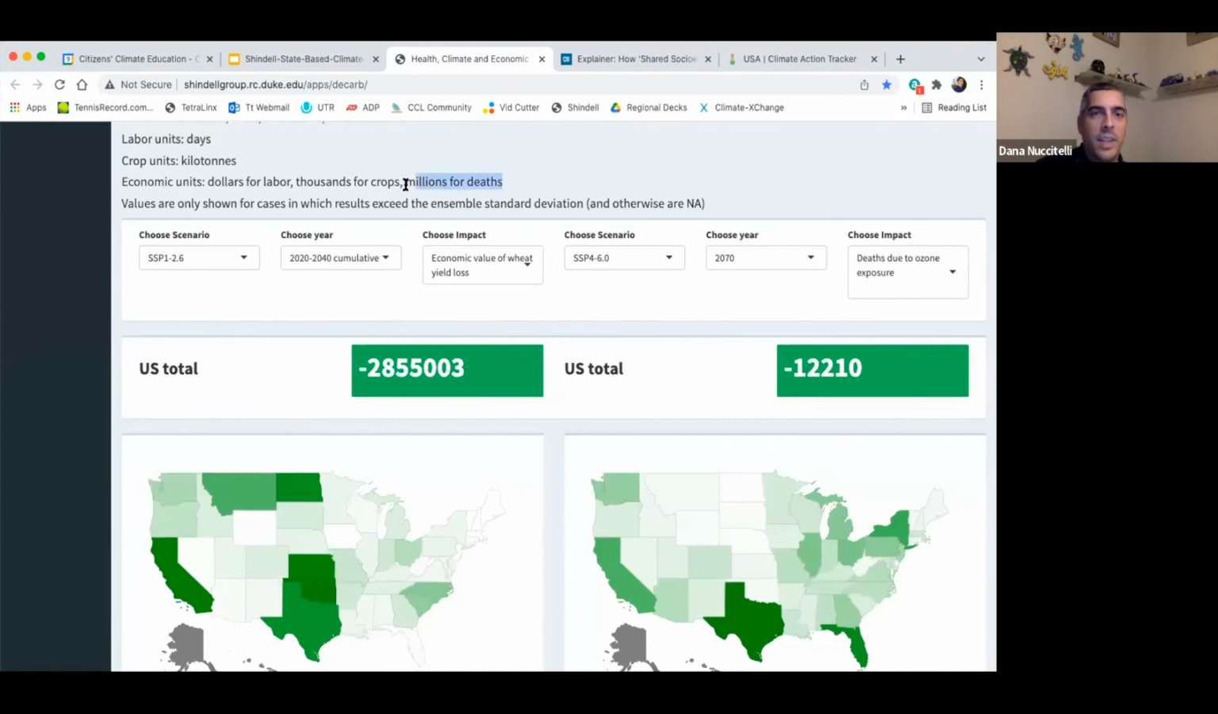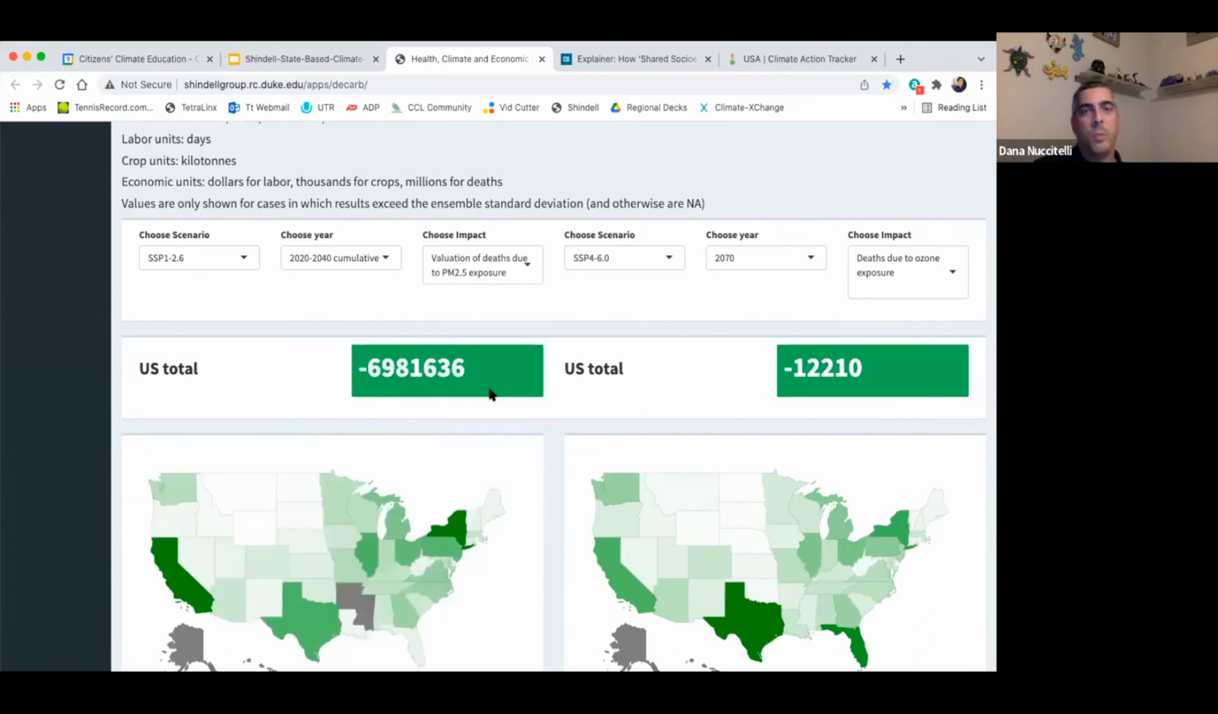And then the deaths, again, because the value of deaths is so high, if we look at, let me see if I can find that one. The value of avoided deaths due to PM 2.5 exposure. So if we go to, say, Washington, and it says 165,000, that is actually in millions of dollars. So I'm doing the math right, that's $165 billion, I believe. So you just take that number and multiply it by $1 million, and that gives you the actual number. I think I did that right. I think it's $165 billion.